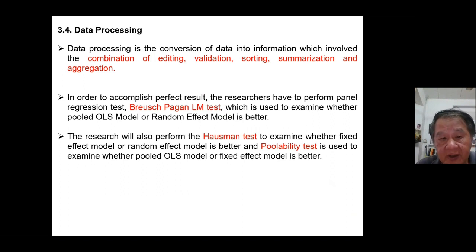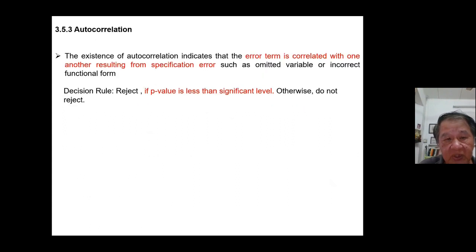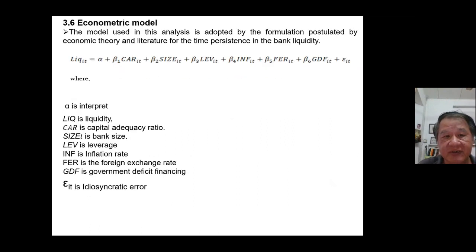And in order to complete a proper result, a BPLM test, Hausman test, and probability test are used in this particular research area. So first, I also do diagnostic checking. Basically, for the diagnostic checking I check on multicollinearity, heteroscedasticity, and also autocorrelation.